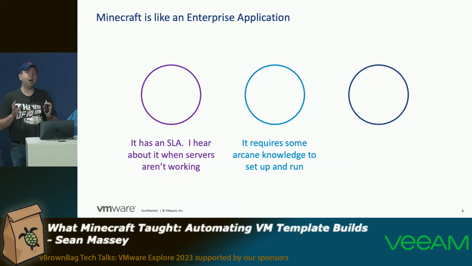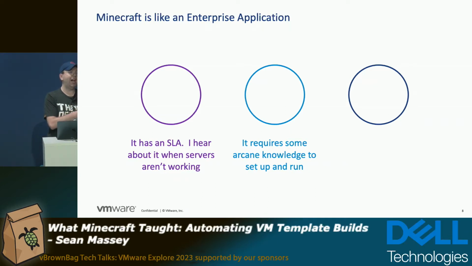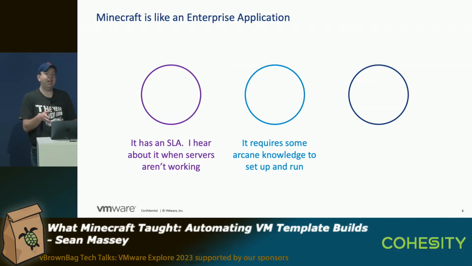Second, it requires some arcane knowledge to actually get it up and running and configured. Some things are in text-based config files, some things are done through a remote console, and some things are configured in JSON, right? It's like who was developing that feature that day and what they liked, and that's how it ended up in it. And I know more than a few enterprise applications that are that way.